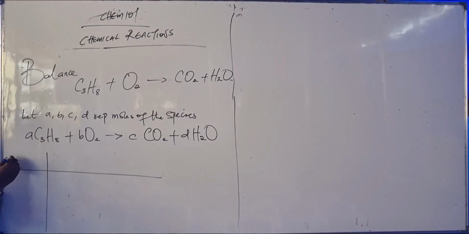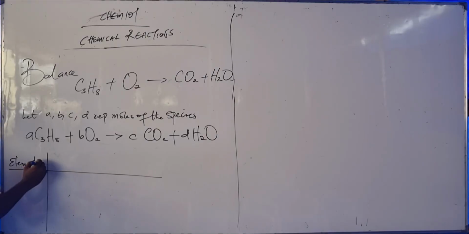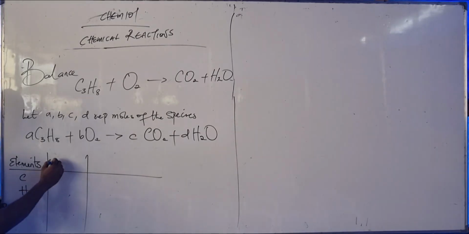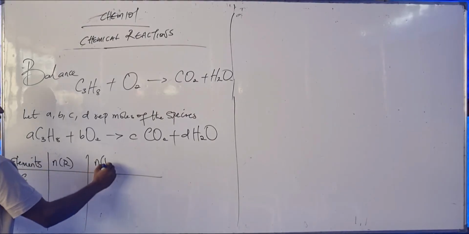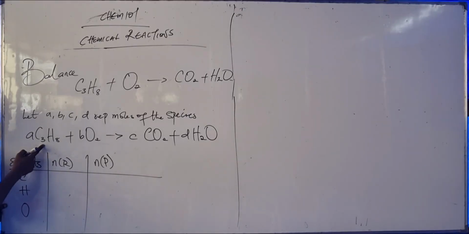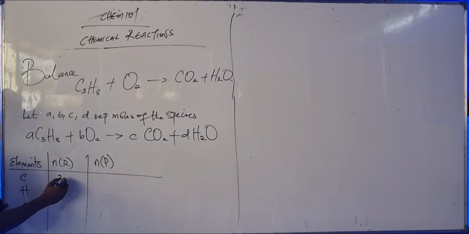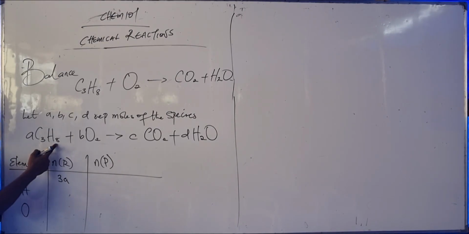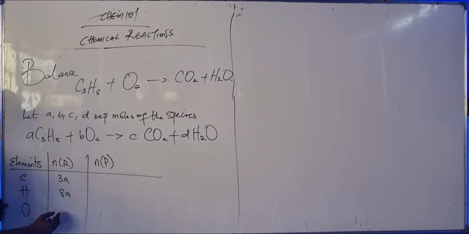Then we create our table, is that not? Okay, what will be here? Elements. Our elements are carbon, hydrogen, oxygen, right? Here we have the number of moles of reactant and that of product. What's the number of moles of carbon in the reactant? 3. 3 times A is 3A. What of hydrogen? 8 times A is 8A. What of oxygen? 2 times B is 2B.